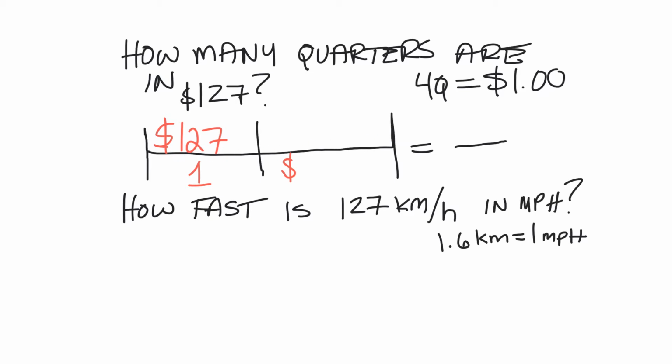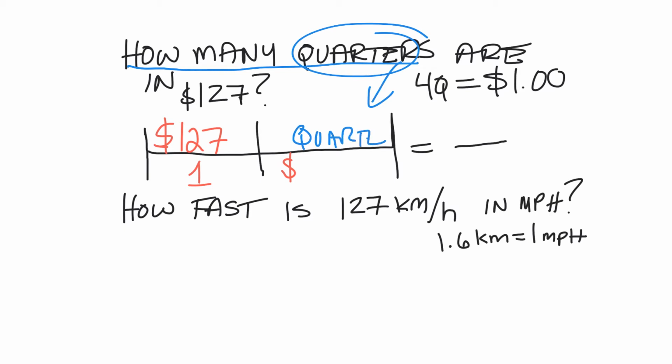Now, I go back to my problem again, and I'm going to figure out what am I trying to find. And what I'm trying to find is how many quarters. So this word is the word that goes on the top, because that's what we're trying to convert to. So this is quarters. And how do I know that? Because I want to go from dollars to quarters. I'm going to jump from dollars to quarters.